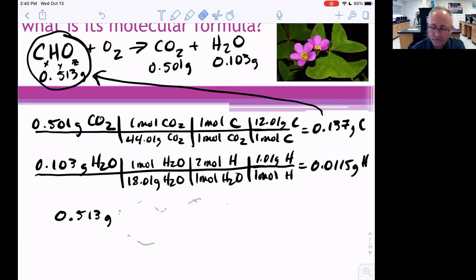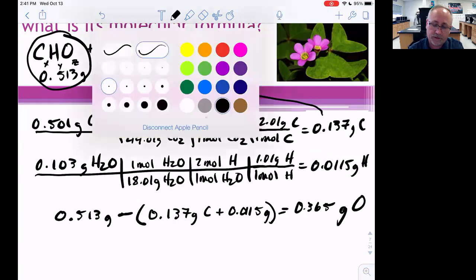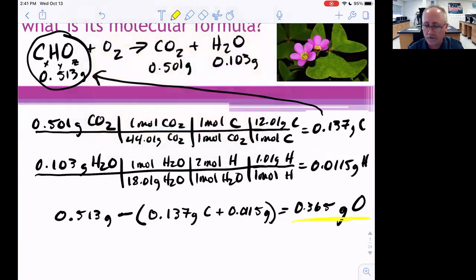So what I'm going to do here is I'm going to subtract, oops, here's the pen. Going to subtract my mass of my carbon and my mass of my hydrogen, 0.0115 grams, and that will give me my mass of my oxygen, which in this case ends up being 0.365 grams. So now if you look over on the right, and let's see if I can underline them in a different color, that'd be lovely. So this one over here, this one over here, and this one over here are our masses of each of those things that we started with.